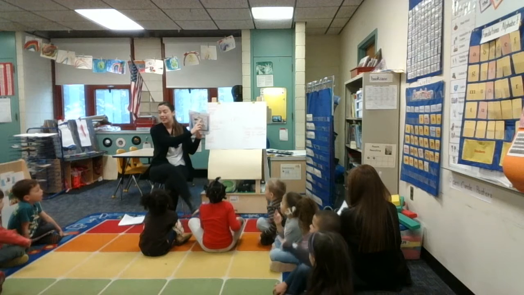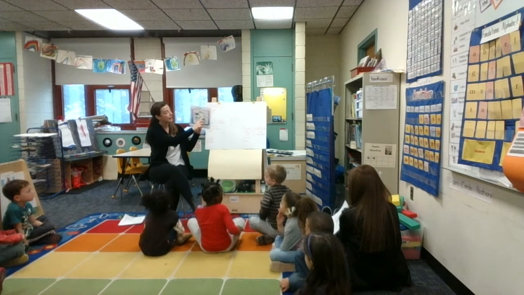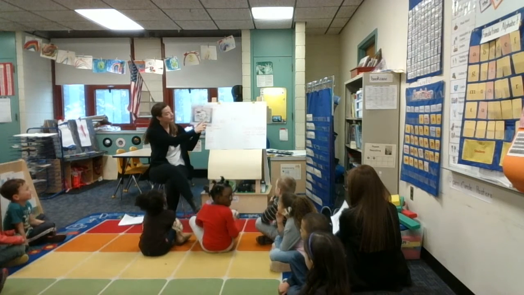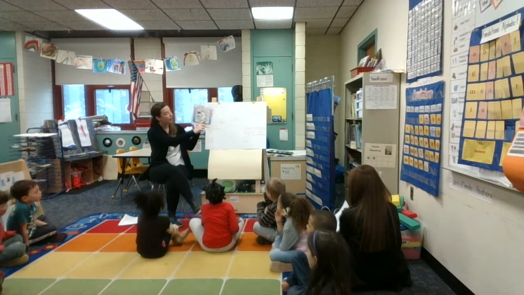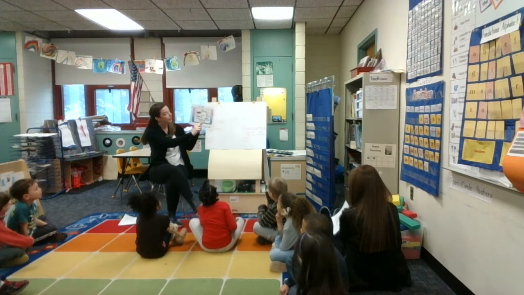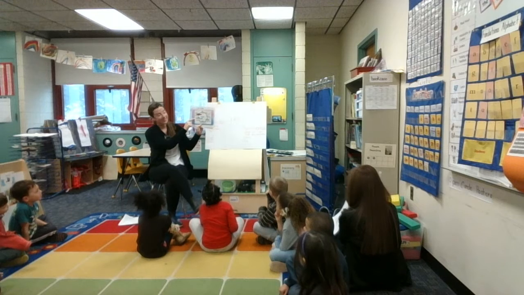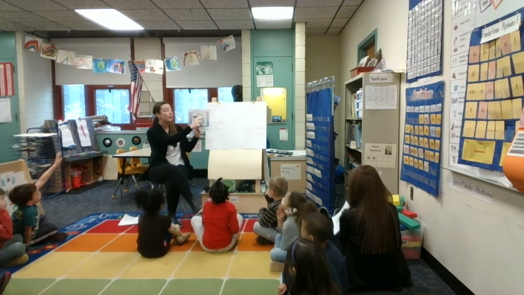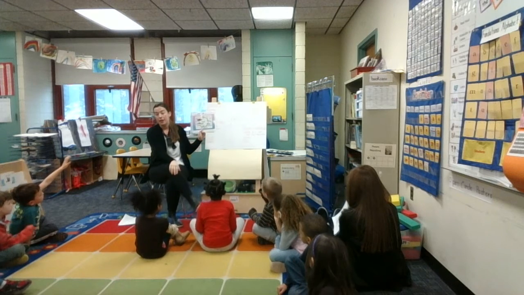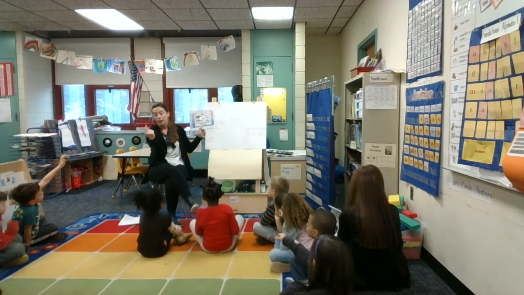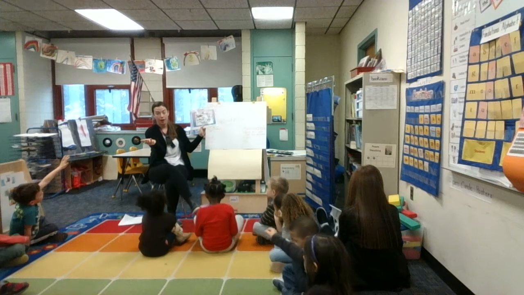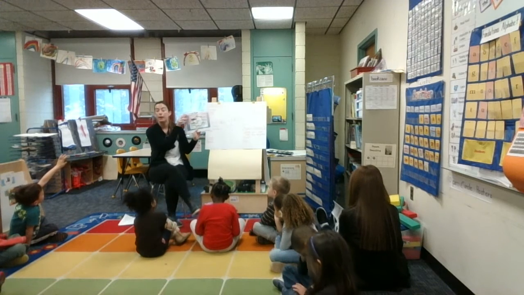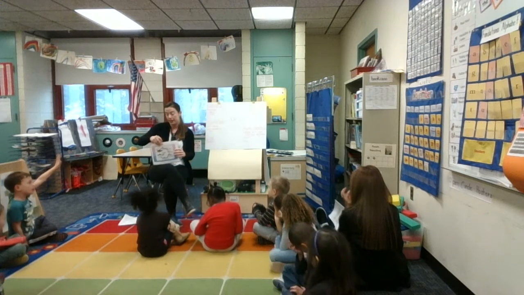Can you guys repeat after me? Say alevin. Alevin. You say fry. Fry. Parr. Parr. Smolt. Smolt. Adult. Adult. Spawning adult. Spawning. So this is a little bit more than just the tadpole, eggs, tadpole, froglet, frog life cycle. This is a little bit more. So we're going to start learning about this.